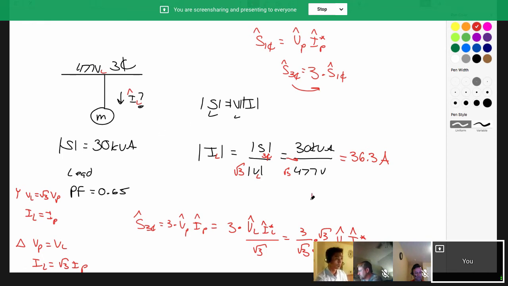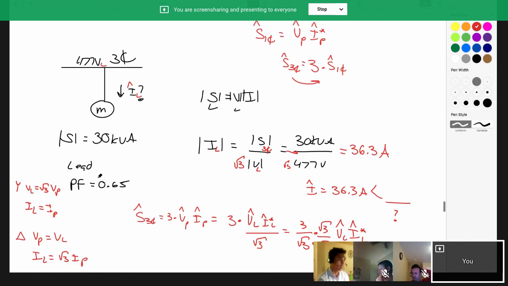Now we've got one thing left. We've got a magnitude and an angle. How do I find my angle? Leading or lagging power factor? Lagging, because that was leading. So the leading or lagging is never going to change. The angles between S and I will always be opposite, but it's still going to be referred to as leading or lagging. So we know we have a leading power factor.